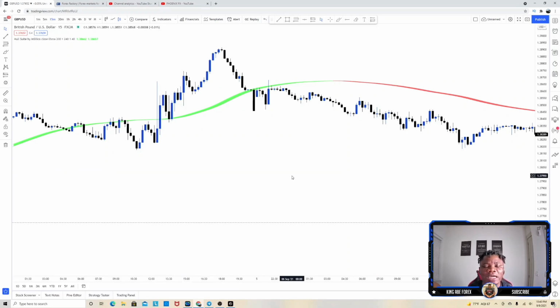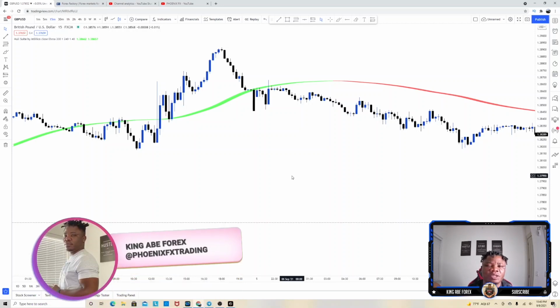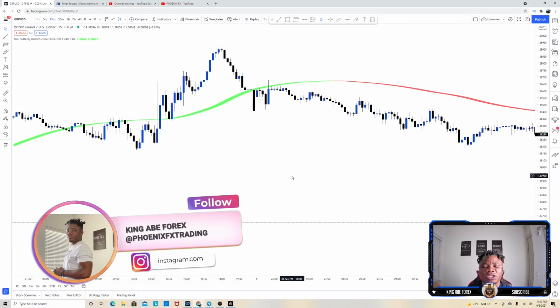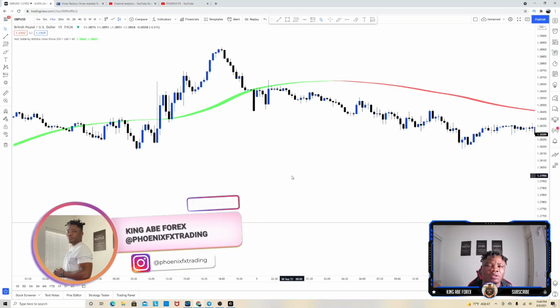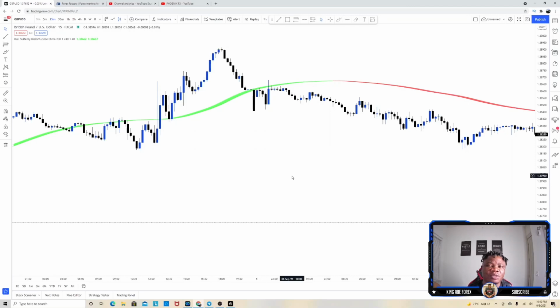Now, to actually use this strategy, I found out that this strategy works better using GBP pairs. So if you're someone who likes trading GBP pairs, maybe GBP USD, GBP JPY, maybe GBP AUD, then this strategy is definitely going to work for you.